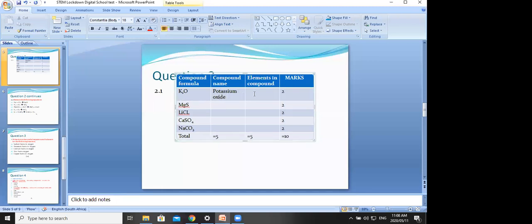What are the elements that are forming potassium oxide? It's potassium and oxygen.